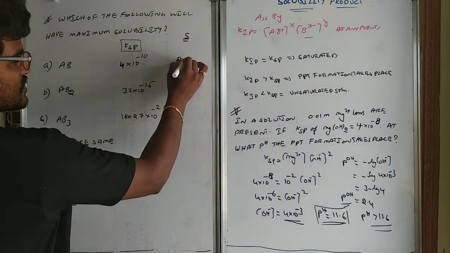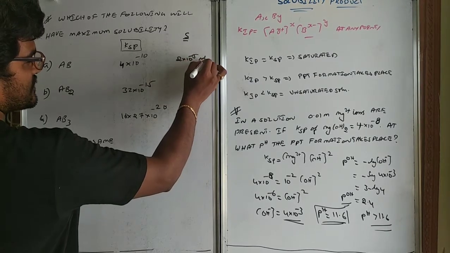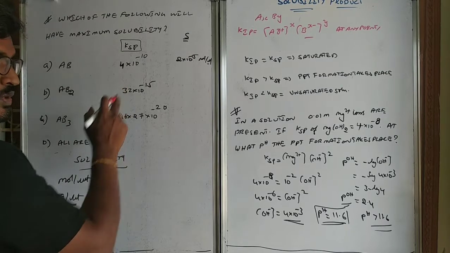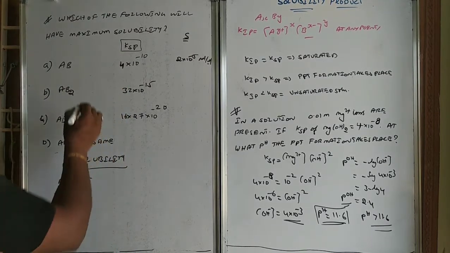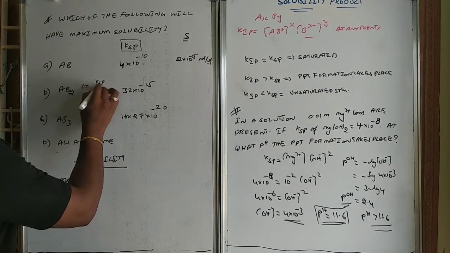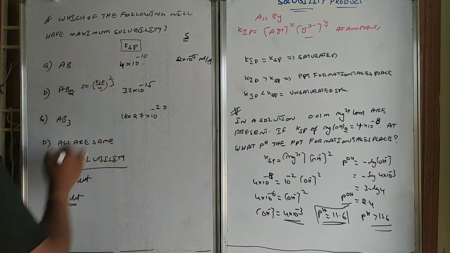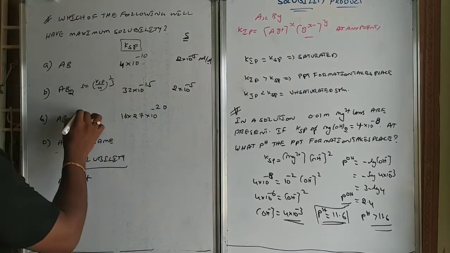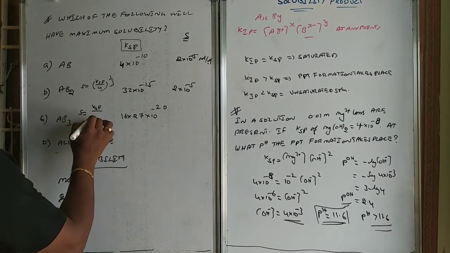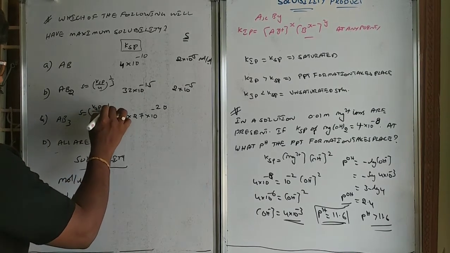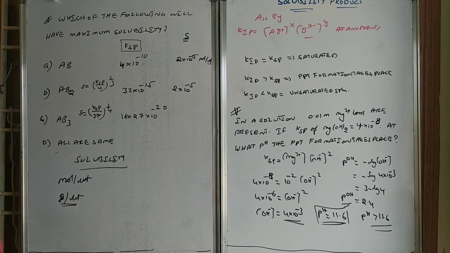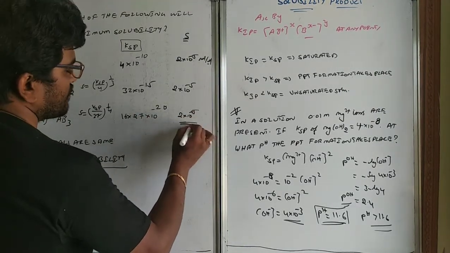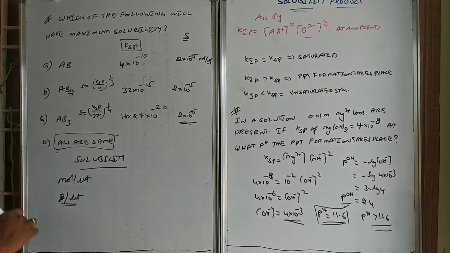So let us see what the solubility is. Root over Ksp, so 2 into 10 power minus 5 moles per liter. For the next one, S equals Ksp by 4 whole power 1 by 3, so this also becomes 2 into 10 power minus 5. For the next, S equals Ksp by 27 into 1 by 4, and this also gives 2 into 10 power minus 5. So all will be the same.